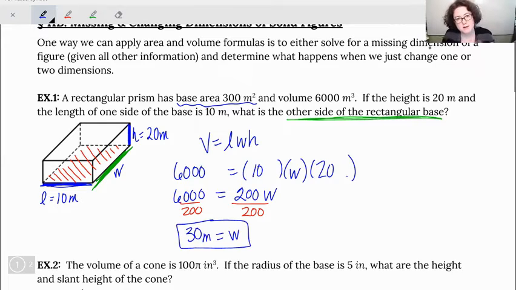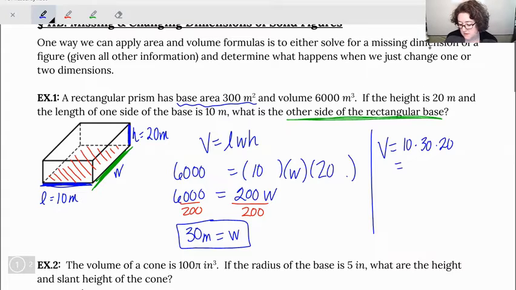And let's just double check, make sure that info works out. So volume should be length, 10, times width, which we figured out was 30, times height, which is 20. And if we multiply all those together, well, 2 times 3 gives me 6, and we have the 3 zeros all multiplying in. So we have 10 times 30 times 20, which gives us 6,000 with those 3 zeros. So everything checks out with what we figured out.